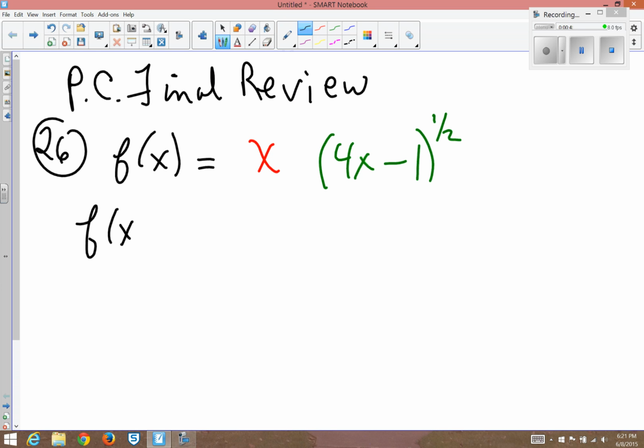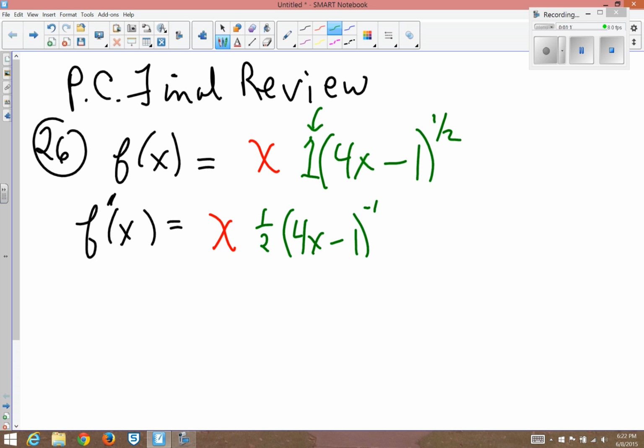Since f of x is a product, the derivative is the first, which is red, times the derivative of the second. The second thing, which is green, is a number, understood, times something raised to a number. The derivative of the second is the 1/2 times the 1 times what's in the parentheses raised to the negative 1/2 times the derivative of what's in the parentheses. This is called the power rule. It's also called the chain rule. It's the 4 bells. 1, 2, 3, 4.